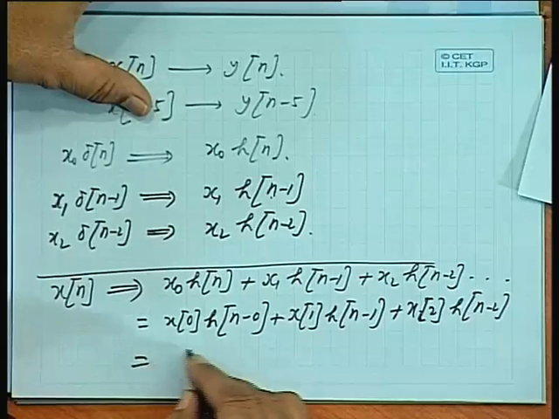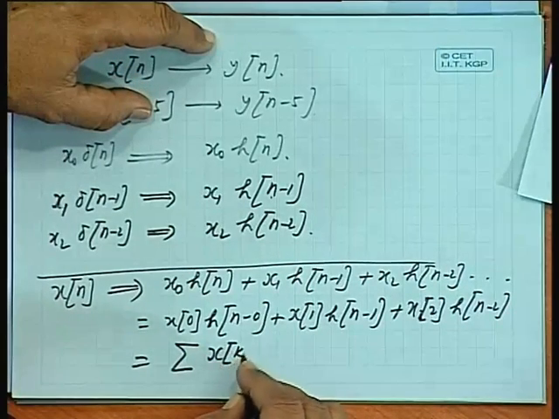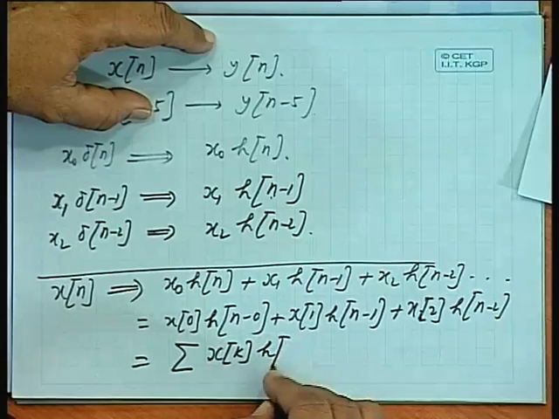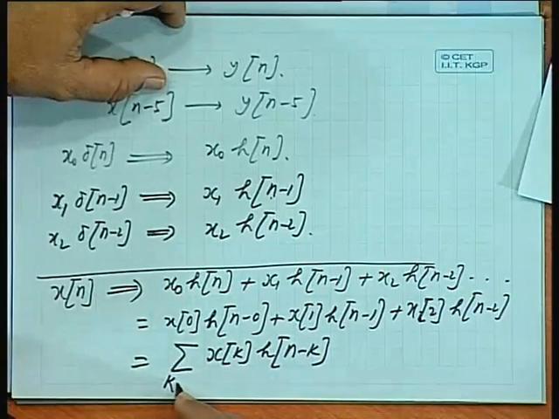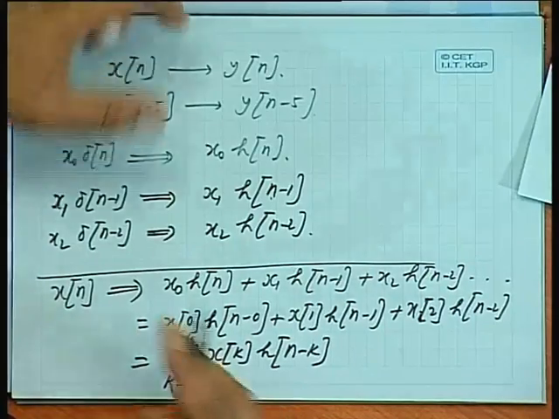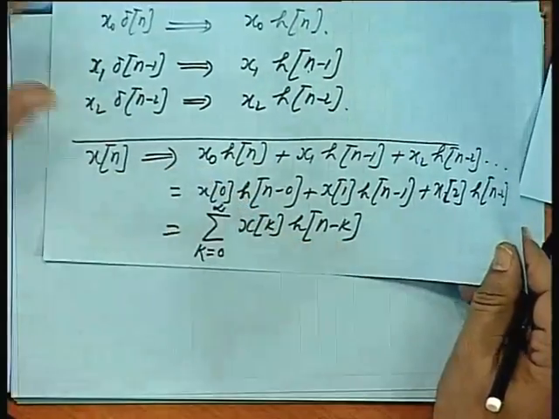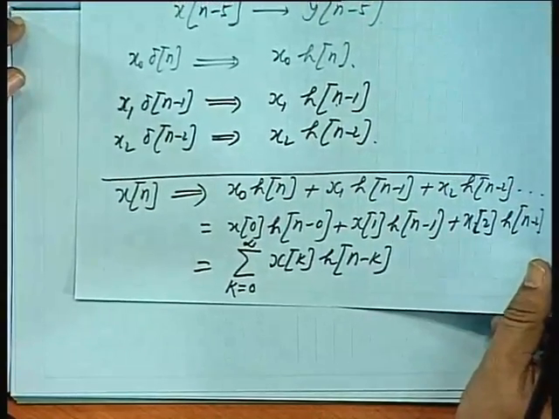So, this can be written as a summation of x[k] h[n minus k], summated over k equal to 0 to infinity if it is an infinite sequence, all right. So, this is known as the convolution sum of the two sequences x[n] and h[n].